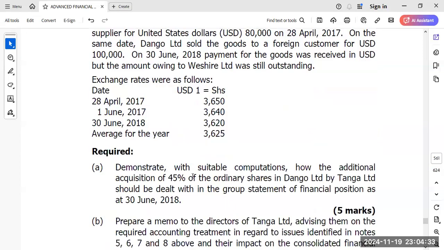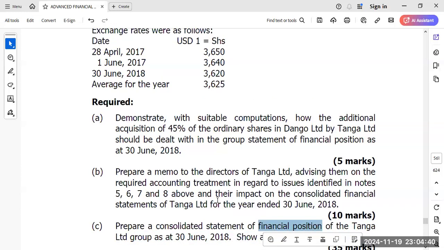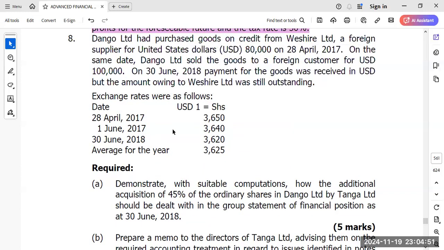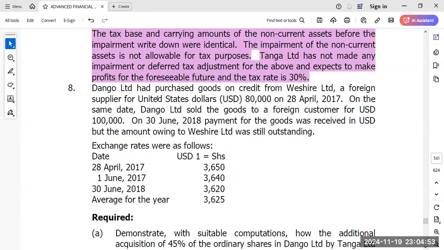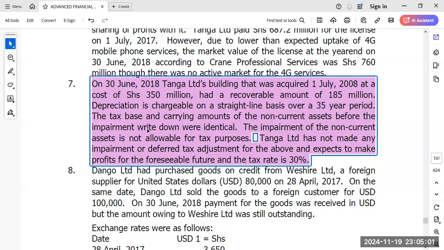Remember, in the question you were to prepare basically what? Consolidated statement of financial position, that is balance sheet. So in the balance sheet, you should know the implication now. If you're handling a note about tax, what should now appear in the balance sheet? It is either deferred tax liability or deferred tax asset. So as you analyze here, that is your interest. Maybe also the asset that may be here. You read this through.